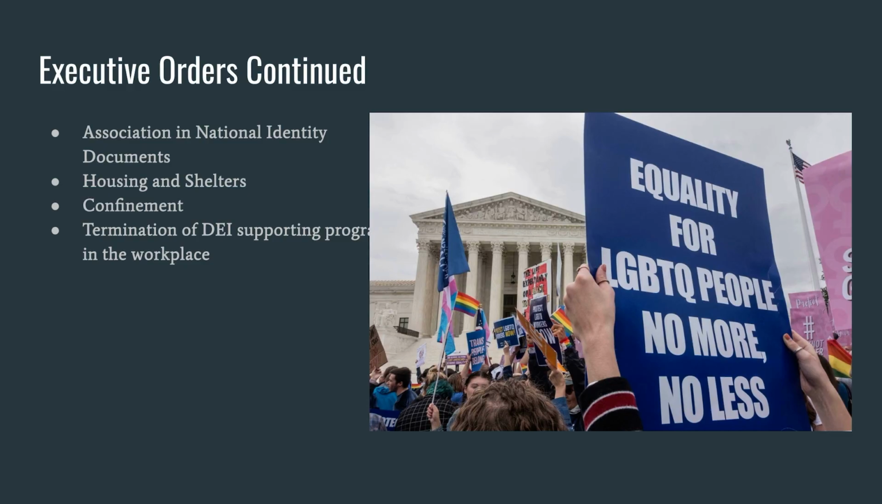Termination of DEI supporting programs in the workplace. Sorry, it cut off. This directive instructs the Office of Management and Budget, with assistance from the Attorney General and the Office of Personnel Management, to end DEI, which mandates policies, programs, preferences, and activities throughout the federal government, including instructing the Office of Management and Budget to terminate all equity-related grants and contracts.